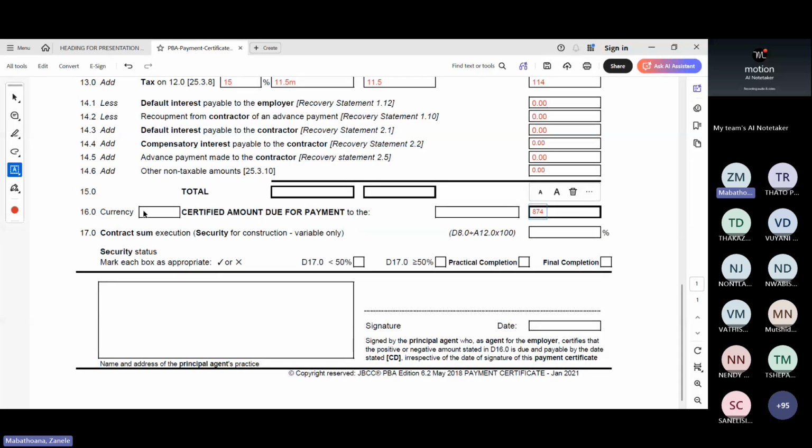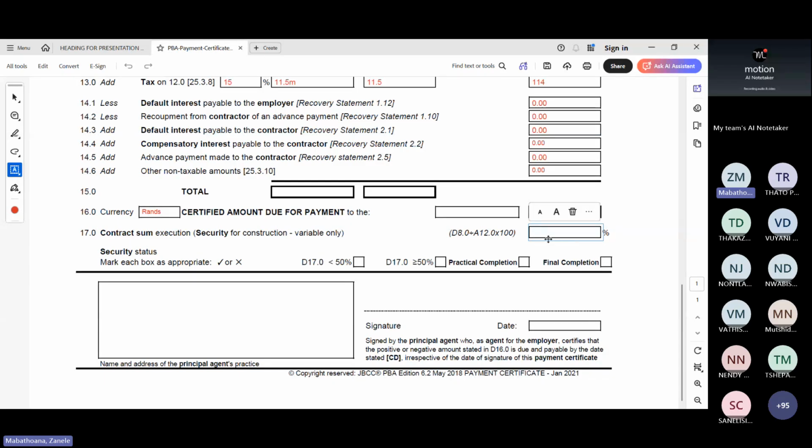So currency, that would be rands, and you put it there because you could be running this project in Botswana and you should be doing it in Pula, but we show that in South Africa we're working with rands. Currency rands, certified amount due for payment to the contractor. That's your 874. You put it there, and then you say construction sum, execution, security for construction, variable only if there's any securities.